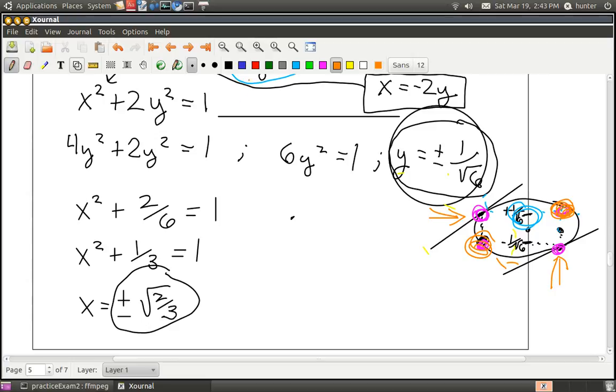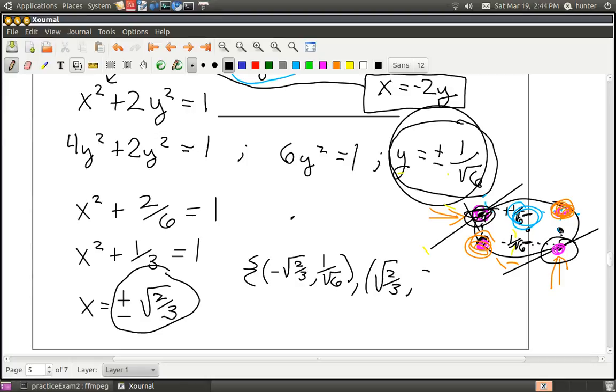Okay, so the answer is a set of points. It's the set of points at which the tangent line has slope 1, and the answer is one point is minus the square root of 2/3 comma positive 1 over the square root of 6. Okay, so what I just did is I took care of this one. Alright, and now let me do the other one. So the remaining one is the square root of 2/3 and now minus 1 over the square root of 6. Okay, so those are the answers, and that's the end of the problem.